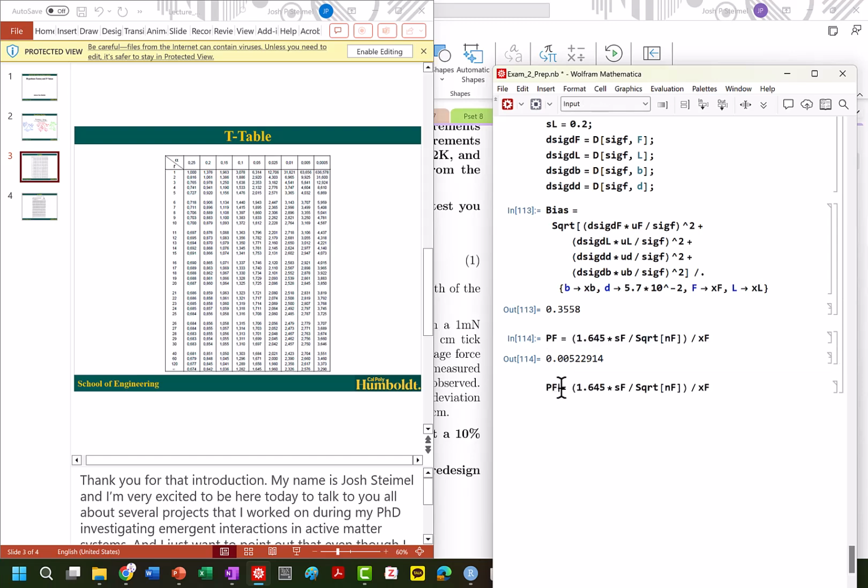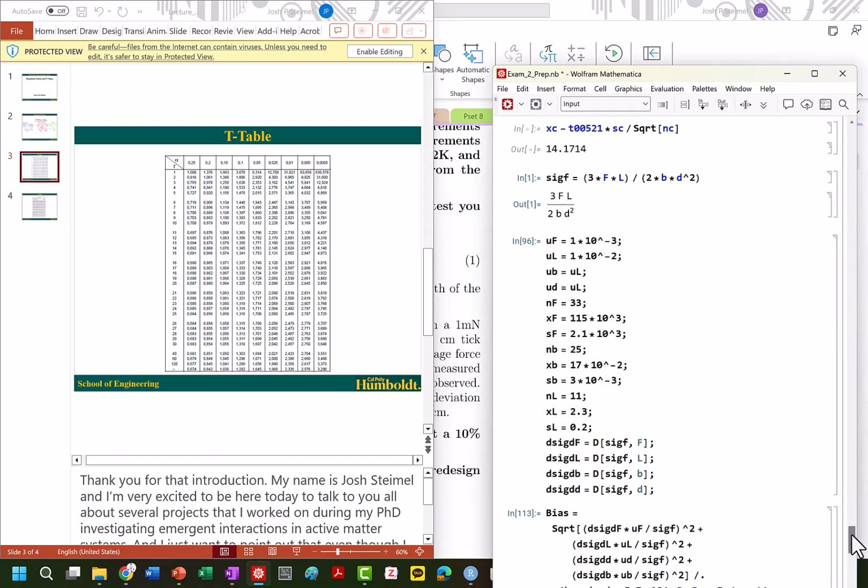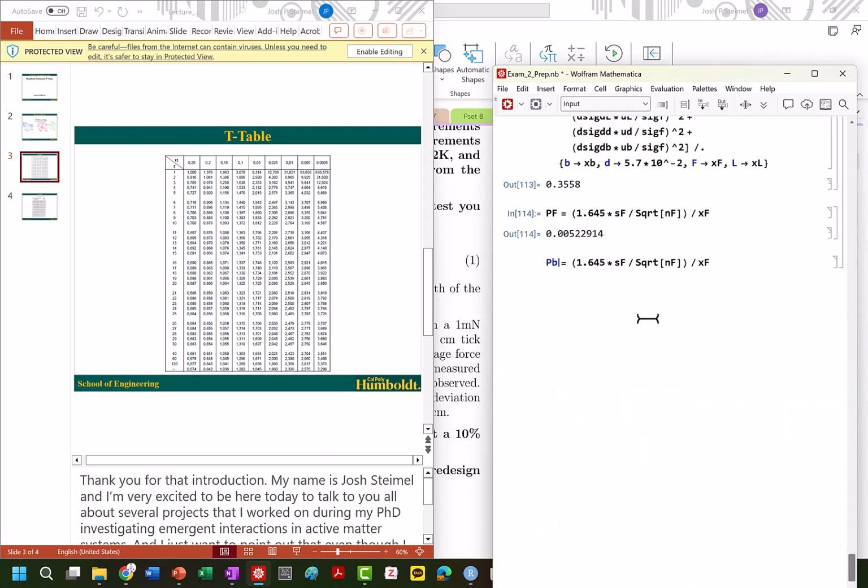I can now do my p of b. So how many times did we measure b? Measured B 25 times, so we need to do 0.05 and 24, so that's 1.711. 1.711 times S of B over square root of N of B, divided by X of B. There we go.